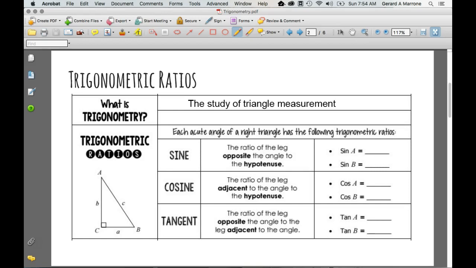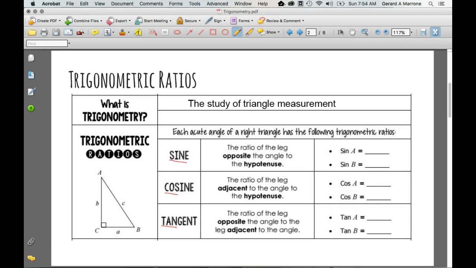So remember, a ratio is a comparison of two values. We have sine, we have cosine, and we have tangent. They're abbreviated by the first three letters of each name. So you've got sine, S-I-N, cosine is C-O-S, and tangent is T-A-N. That's where you're going to see the abbreviations, as you see on the right-hand side.